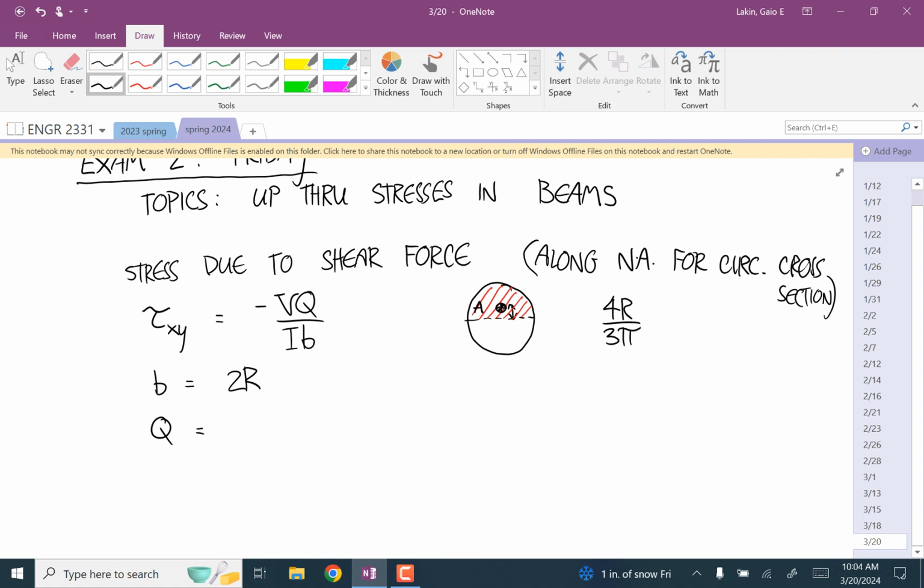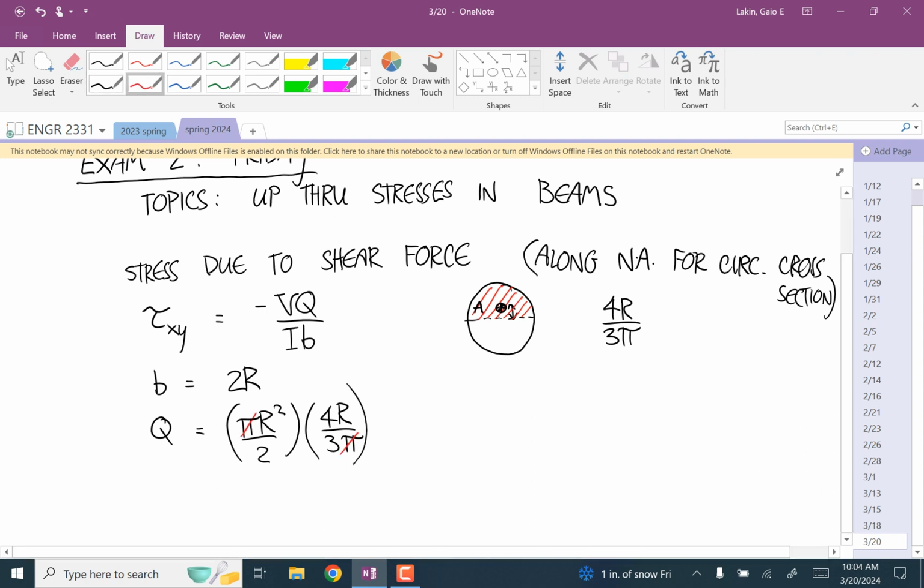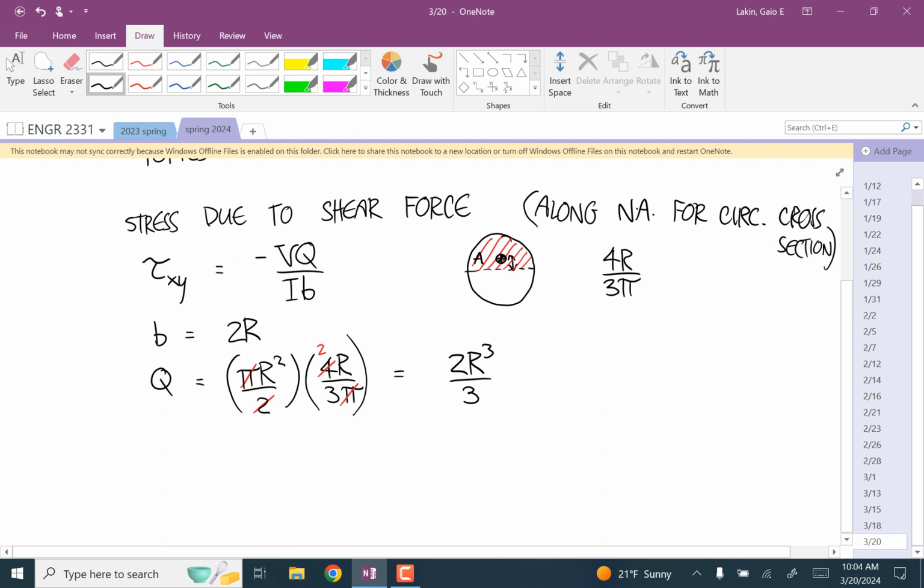Okay, so Q then is the area, which is pi r squared over 2, times this distance, which is 4r over 3 pi. The pi's go away. The 2 makes that a 2. And so you have a Q that's always equal to 2r cubed over 3. I is equal to pi over 4 times r to the 4th.